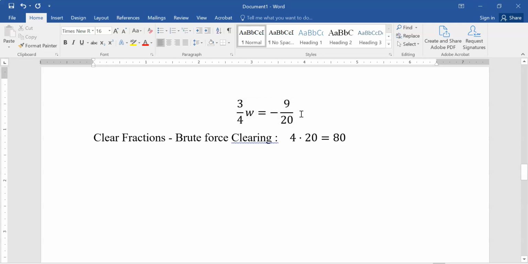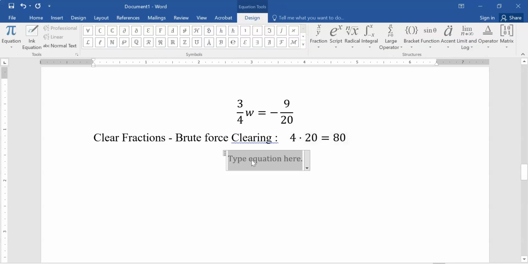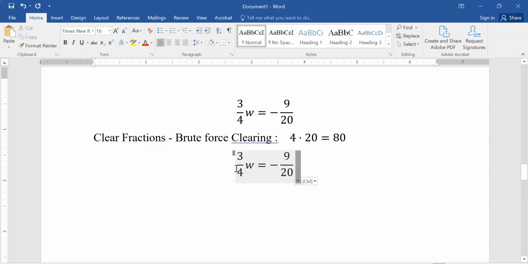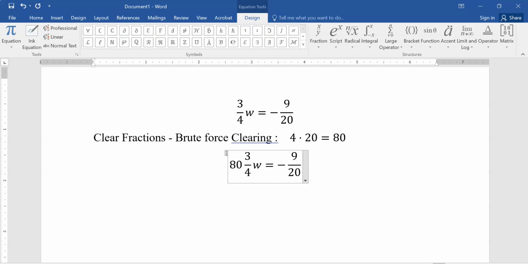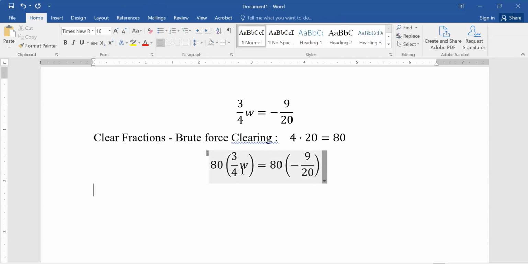I see all of my denominators, multiply them all together, I get a number. And so what I'm going to end up doing is taking both the left-hand side and the right-hand side of this equation, and I'm going to multiply by 80. So take the left-hand side, multiply by 80. Take the right-hand side, multiply by 80. And that's the brute force clearing method.